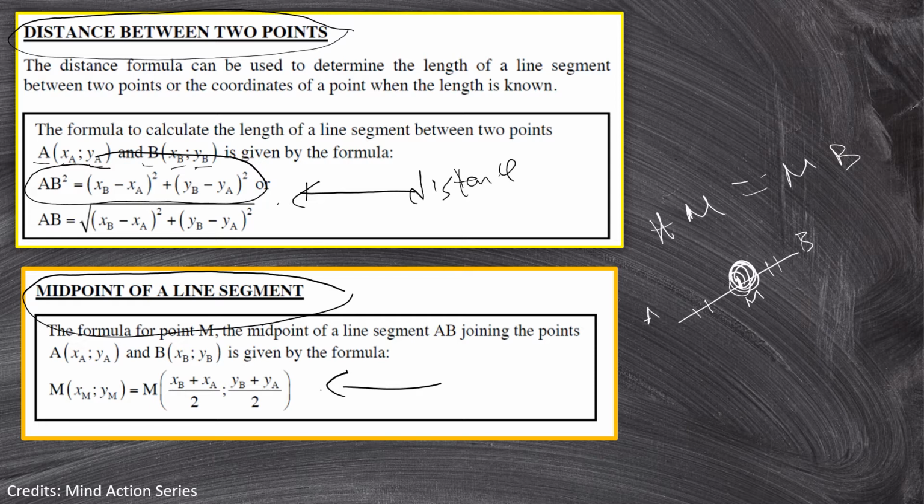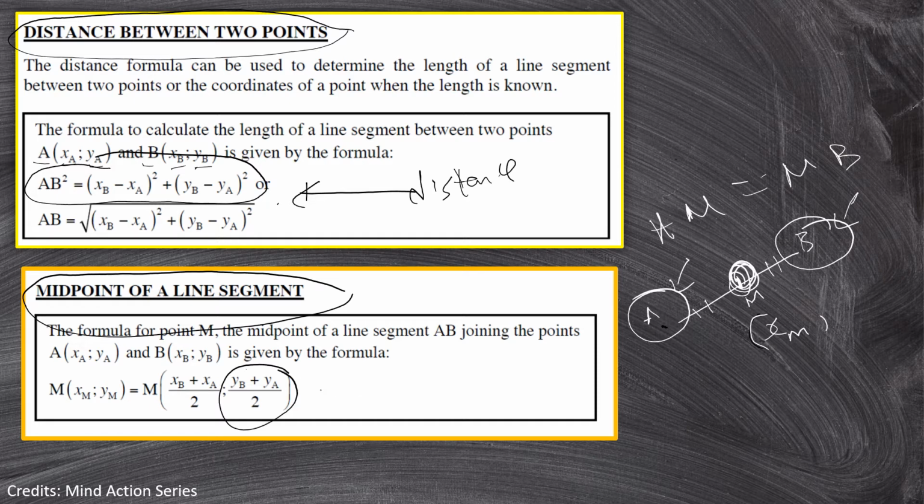How do we calculate that? You just say M, open bracket, is equals to x at A plus x at B, you divide by 2. Then you'll have the coordinate of x at the midpoint. For you to get the coordinate of y, you take your y at A and your y at B, you add them and divide by 2, because it's a midpoint, it's in between. So you calculate and you get your answer there.